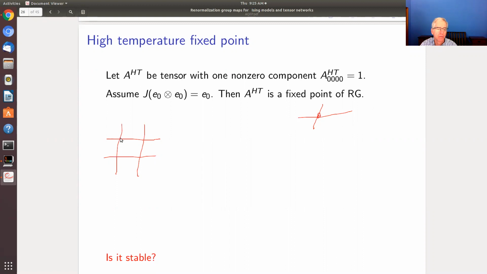And if I contract 4 of those things, and because this is the high temperature fixed point, there's a 0 on every bond, you see. So there's zeros everywhere. And if you have this property on the map, what's going to come out of this is the tensor, apologies for the horrible drawings, where you have a 0 here because 0, 0 is getting mapped to 0 like this. So trivially, this thing is going to be a fixed point of that map.